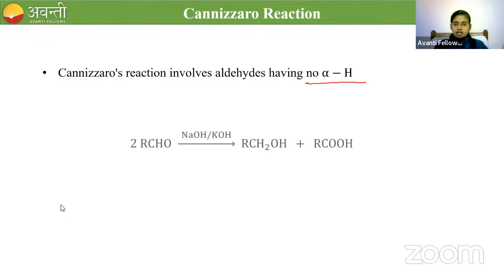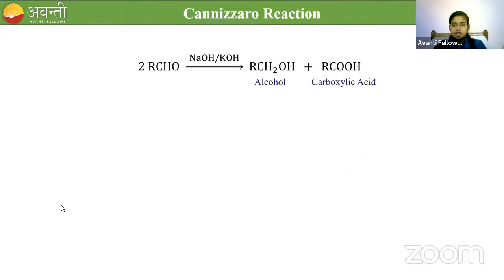Here, 2 molecules of the compound which doesn't have alpha hydrogen will be taken and treated with the base NaOH or KOH. Among those 2 molecules, one molecule is getting reduced to alcohol and the other molecule is getting oxidized to carboxylic acid. If we reduce the aldehyde, we will get alcohol. If we oxidize the aldehyde, we will get carboxylic acid. So one compound will be reduced and the other will get oxidized. Clear? Let me give you the reaction again.